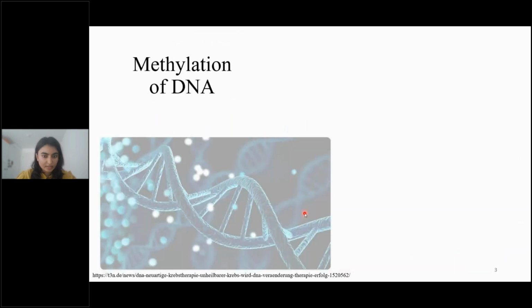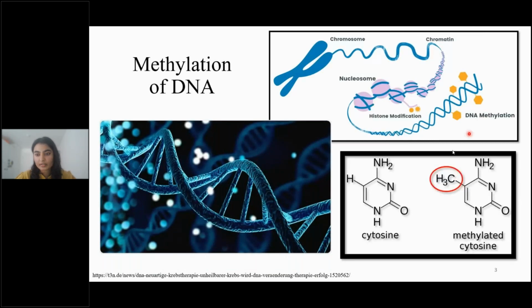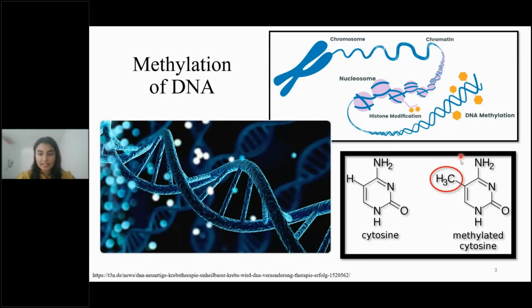Then the methylation of the DNA. What does methylation mean? CH3 is a methyl group. When this CH3 is attached to the fifth carbon of the cytosine, we call it a methylated cytosine. When this cytosine is methylated, the DNA can be folded more, and the genes can be shut off. If the strand is more tightly wrapped around, this is done by the nucleosome.